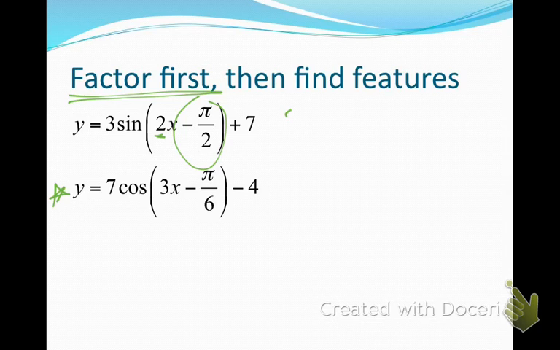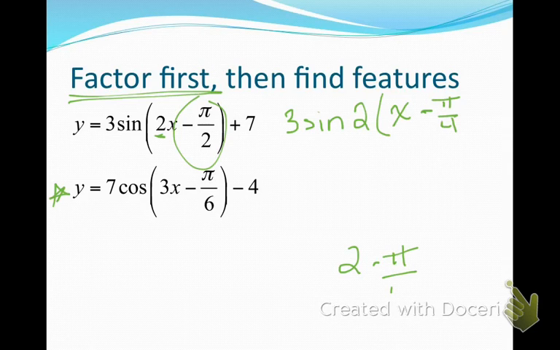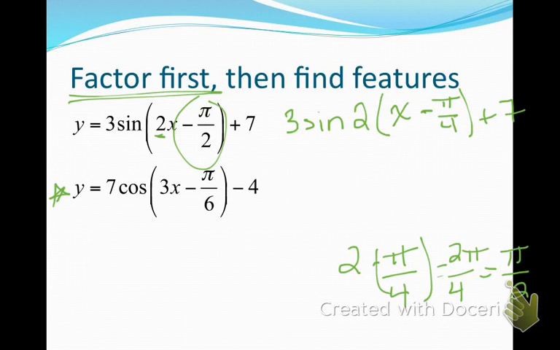Actually, let me rewrite the whole thing. We have 3 sine. I'm going to factor out the coefficient 2. So that's going to leave x in the first spot here. But when I factor a 2 out of pi over 2, that's going to leave me with minus pi over 4. Because 2 times pi over 4 would be 2 pi over 4, which is the same thing as pi over 2. So that gets me back to my original. And then the plus 7 stays the same.